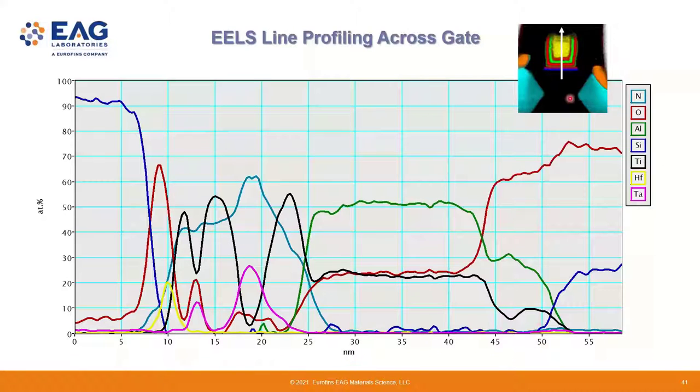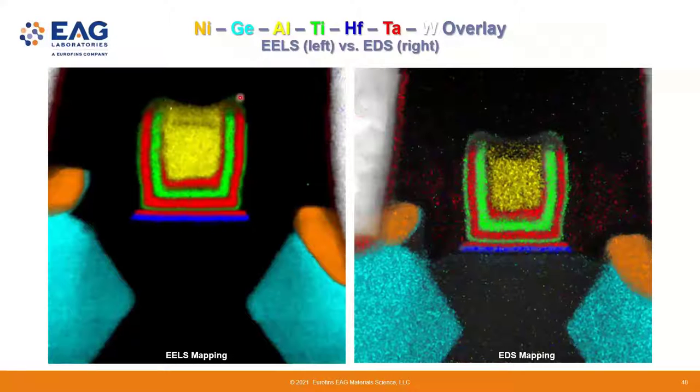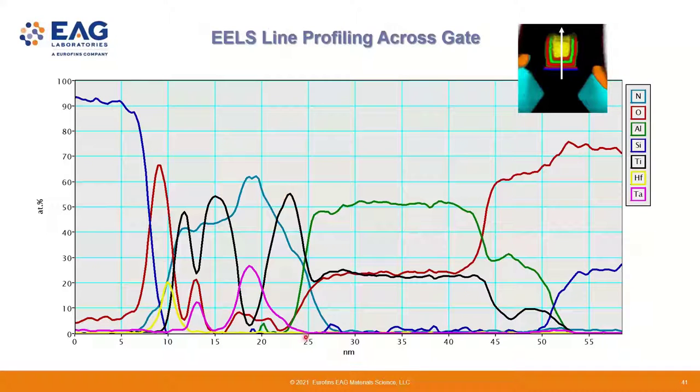And then once we have the areal density map, which is the map in the prior slide, you can basically use a line cut or line profile to draw a line across this gate, and then you can map out the relative composition of each individual layer. All right, I don't want to spend too much time here, but again, you can analyze light elements as light as nitrogen and carbon, and heavy elements like tantalum, hafnium, and tungsten.